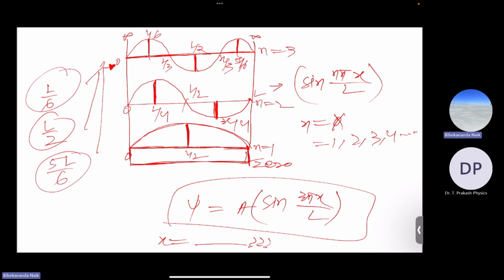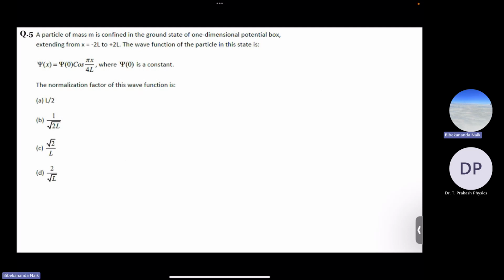Then next question. The question says a particle of mass m is confined in the ground state of a one dimensional potential box extending from x equal to minus 2L to plus 2L. The wave function of the particle in this state is psi x equal to psi 0 cos pi x by 4L, where psi 0 is a constant. The normalization factor of this wave function is L by 2, 1 by root 2L, 2 by root 2 by L, or 2 by root L.